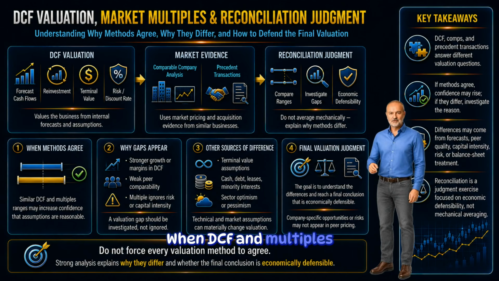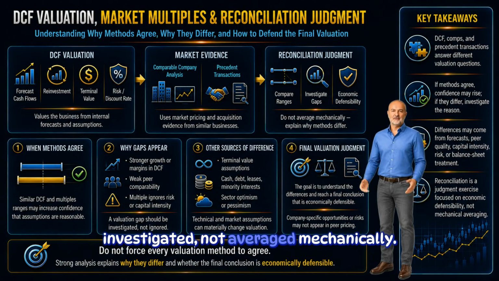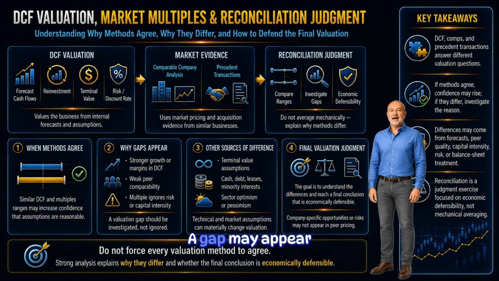When DCF and multiples produce similar valuation ranges, the analyst may gain confidence that the assumptions are reasonable. But when the methods produce very different ranges, the difference should be investigated, not averaged mechanically. A gap may appear because the DCF forecast assumes stronger growth or higher margins than the market is pricing. It may appear because the peer group is not truly comparable. It may appear because the chosen multiple ignores differences in capital intensity or risk.